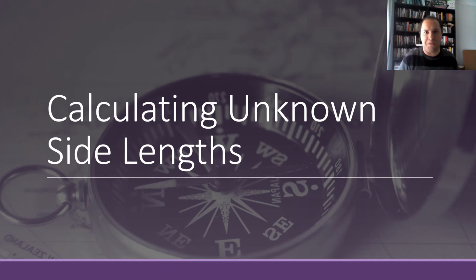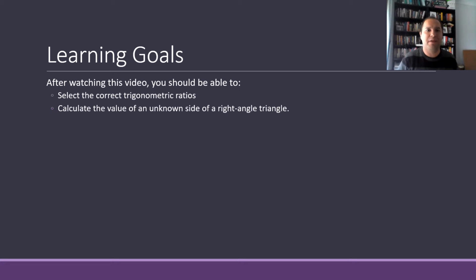Hi students, in this video we're going to look at how to use trigonometry to calculate unknown side lengths. So after watching this video you should be able to select the right trigonometric ratio to solve a particular problem and then calculate the value of an unknown side of a right angle triangle.